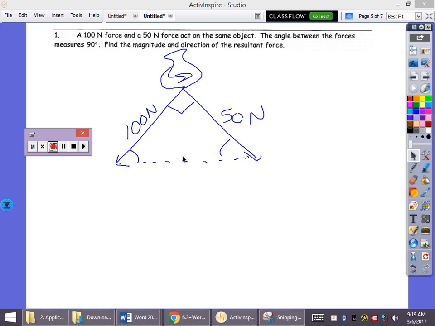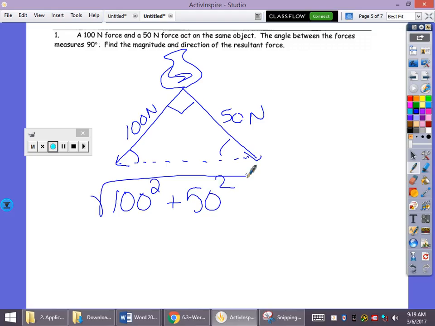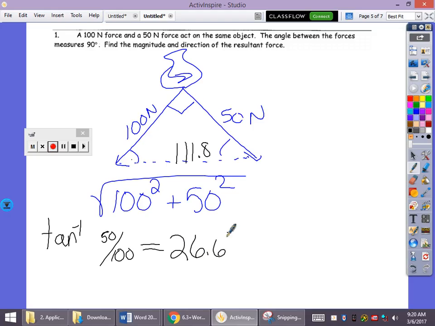All right, so using Pythagorean theorem, I have 100 squared plus 50 squared, and the square root of that gives me 111.8. Yes? Okay, this force over here is tangent inverse of opposite over adjacent, 50 over 100, which gives me 26.6 degrees. And then this one over here is 60.4 degrees. Now these ones are forces pulling on an object.